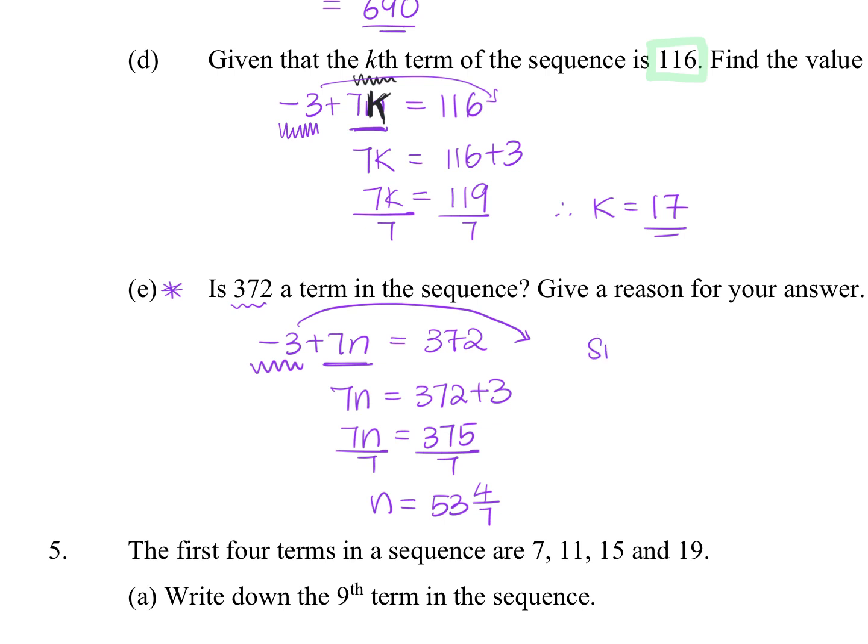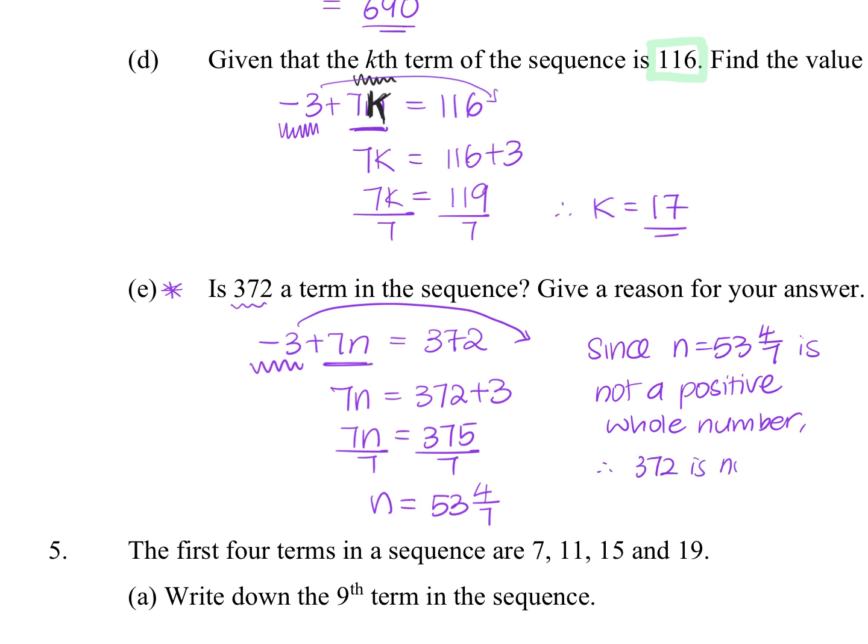So since n equals 53 and 4/7, which is not a positive whole number, therefore 372 is not in the sequence.